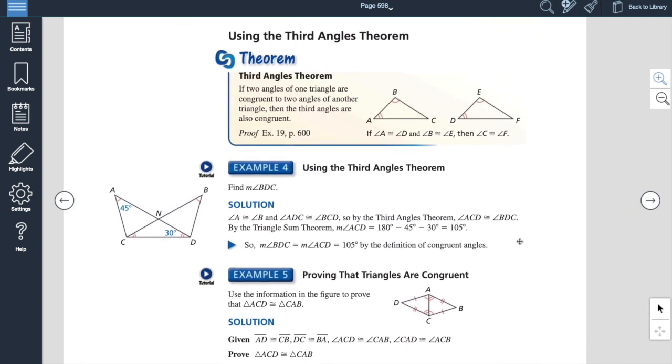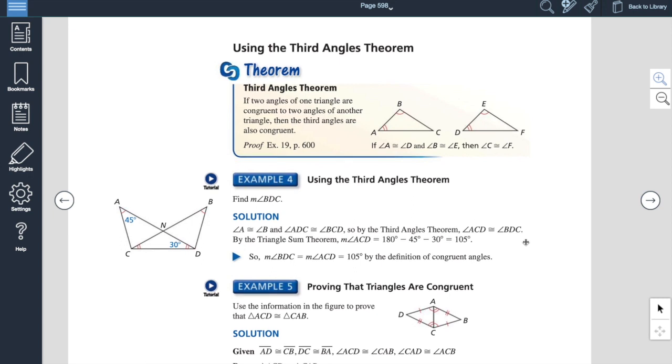598, it gives you a theorem on the top here. It's the third angles theorem. And this one, you're going to use this one a little bit for this section, and it deals with the fact that every triangle, remember, it has to add up to 180. The interior angles, the triangle angle sum theorem, any triangle adds up to 180.